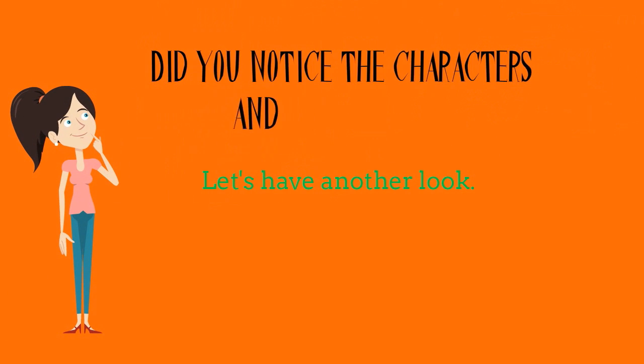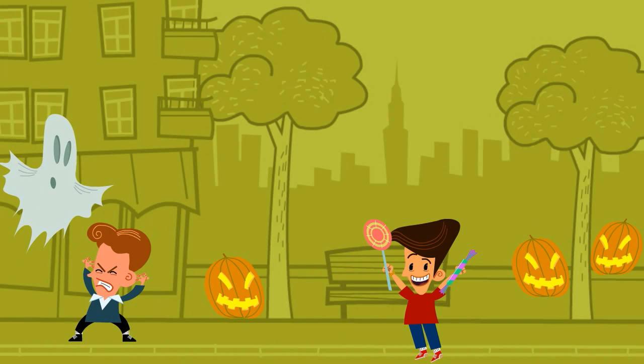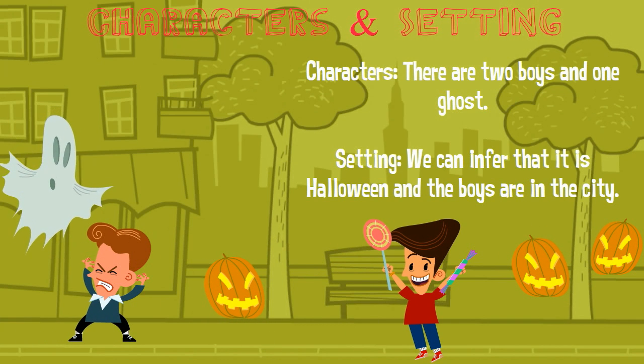Did you happen to notice the characters and the setting? Let's go back and have another look. Let's take a look at the characters and the setting. There are two boys and a ghost. Those are the characters. We can infer that it's Halloween because the boys are in the city and there are jack-o'-lanterns and a ghost.